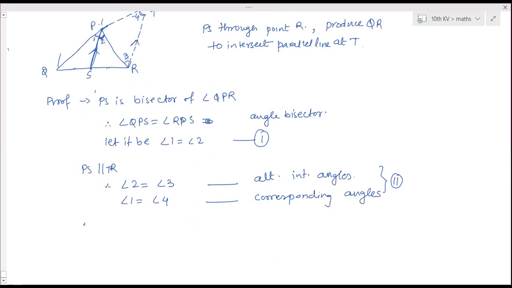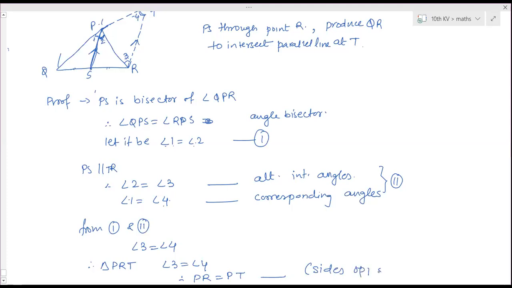So from equation 1 and 2, 1 and 2 are equal. 1 is equal to 4 and 2 is equal to 3. So in place of 1, substitute 4. In place of 2, substitute 3. So angle 3 is equal to angle 4. In triangle PRT, angle 3 is equal to angle 4. So therefore, PR is equal to PT, sides opposite to equal angles.